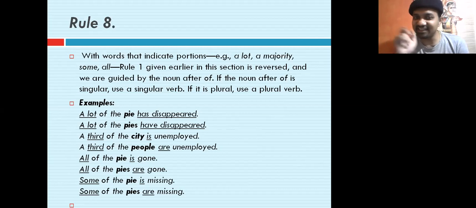A third of the city is unemployed. One third of the city, a third of the city is unemployed. A third of the city population are unemployed. A third of the city people are unemployed. I hope I made myself clear. After of, the city is a singular subject, so is is a singular verb. After of, in another sentence, the people is a plural subject, so are is a plural verb.